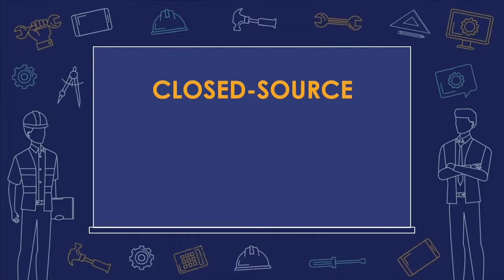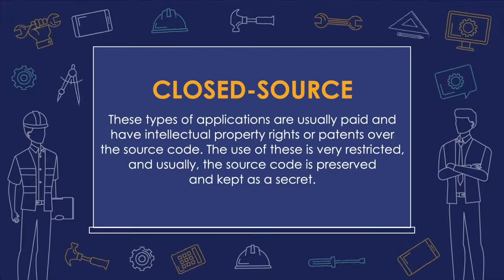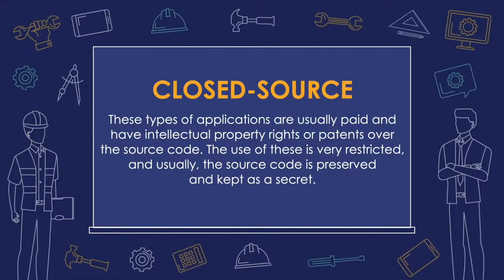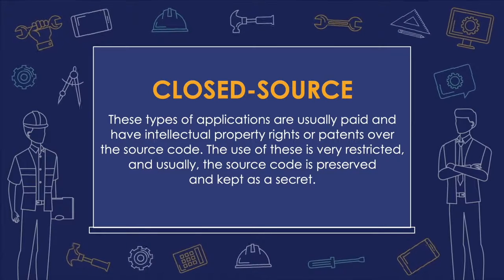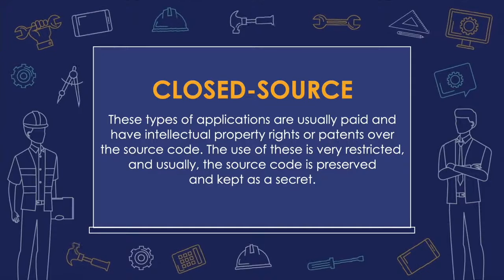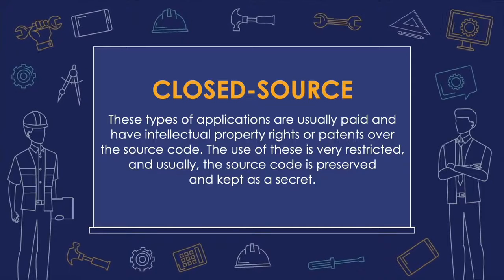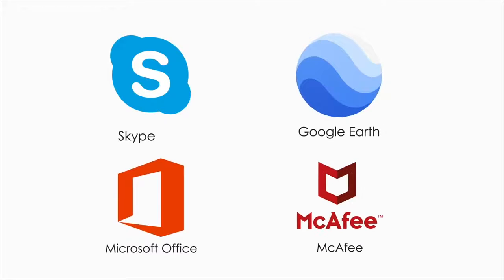And lastly, we have the closed source software. This type of applications are usually paid and have intellectual property rights or patents over the source code. The use of this is very restricted, and usually the source code is preserved and kept as a secret. Some examples are Skype, Google Earth, Microsoft Office, and McAfee antivirus software.